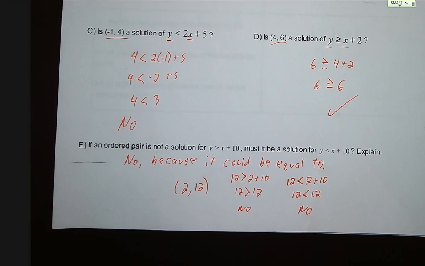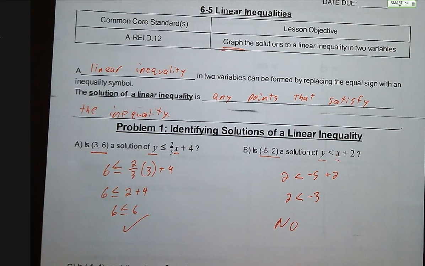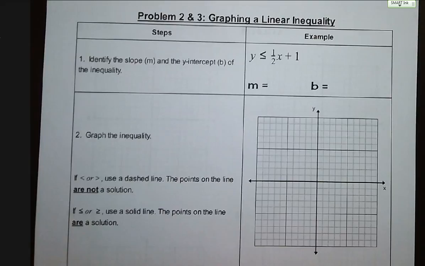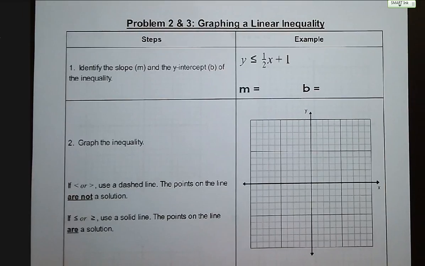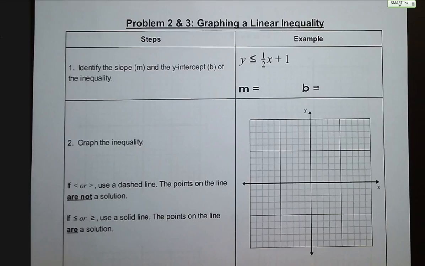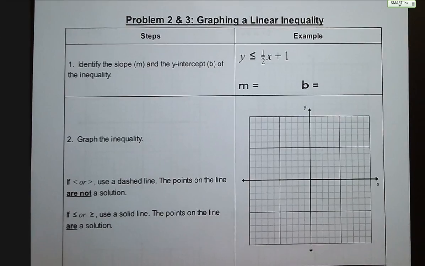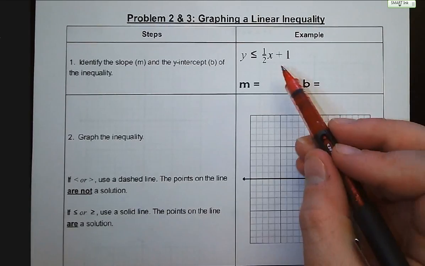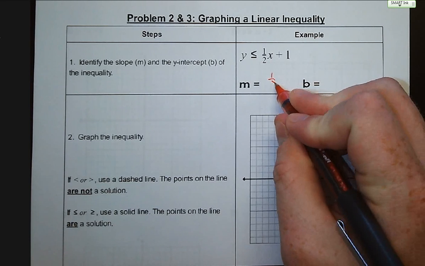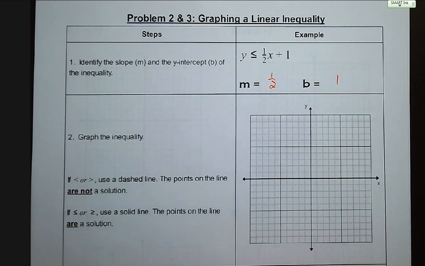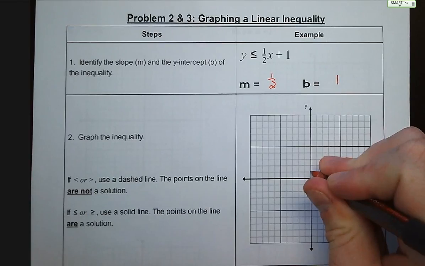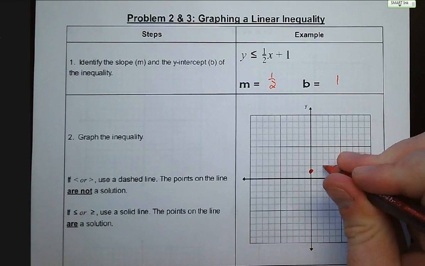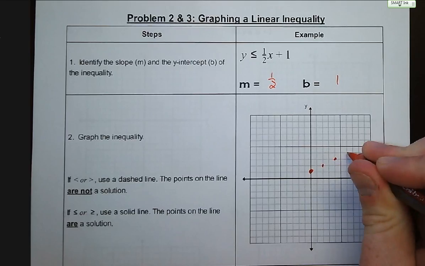So when we only have less than or greater than, the points that are on the line are not part of our solution set, which we're going to talk about a little bit more as we graph them in the next problem. All right, so problems 2 and 3 are graphing a linear inequality. First thing we need to do is identify the slope and the y-intercept of our line. So we have it in slope-intercept form. My slope is a positive 1/2. My y-intercept is 1. So I'm going to graph that positive 1 and my slope of 1/2, up 1 and to the right 2 every single time.